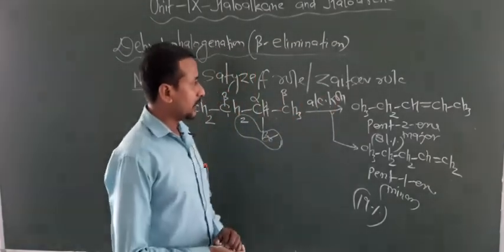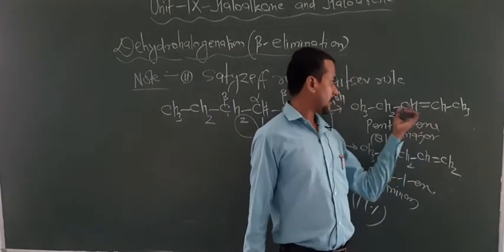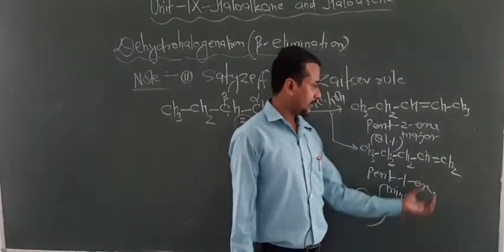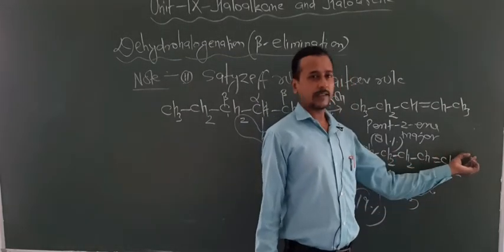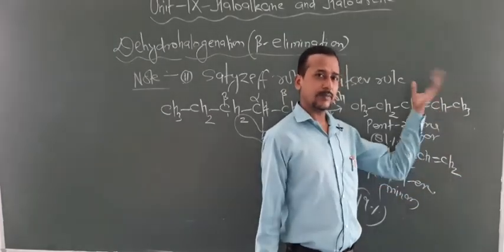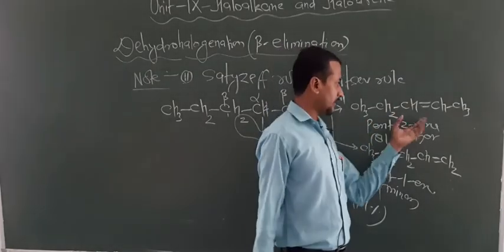Now students, let us focus here again. The doubly bonded carbon atom here also has alkyl substitution, here also has alkyl substitution, but in this case only one side has alkyl substitution, but here no alkyl substitution. So the more alkyl substituted the alkene, the more will be the formation of that alkene according to the Saytzeff rule.